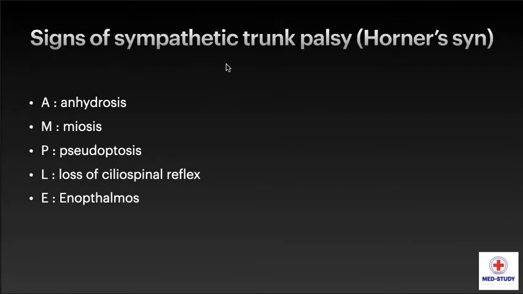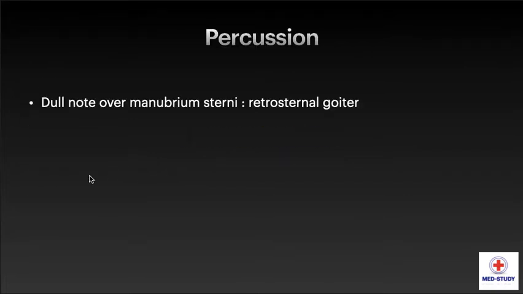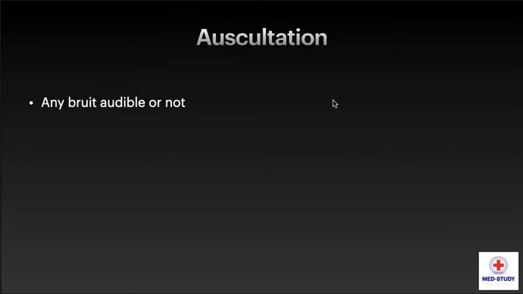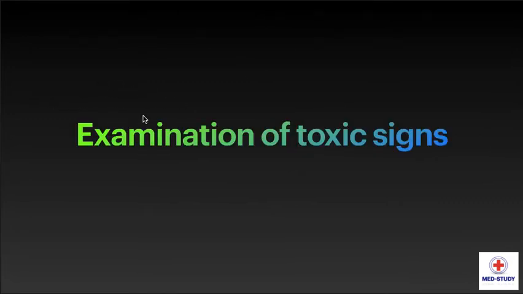Now signs of sympathetic trunk palsy, that is Horner's syndrome, includes anhidrosis, miosis, pseudoptosis, loss of ciliospinal reflex and enophthalmos. It can be remembered as AMPLE. Now coming to percussion. A dull note is heard over manubrium sterni. It is seen in retrosternal goiter. Auscultation. We have to auscultate for any bruit, audible or not.